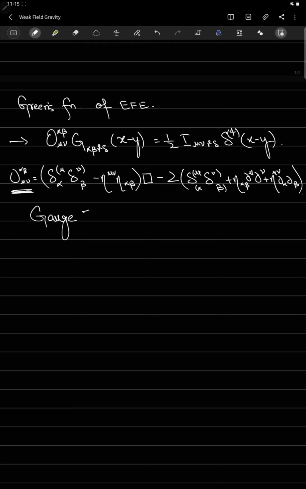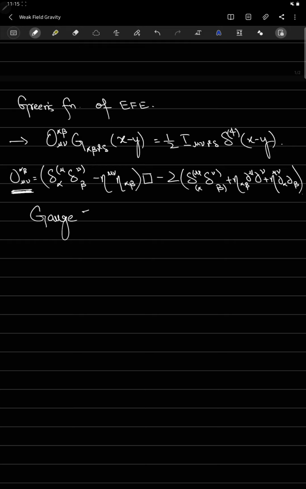You'll have to add a gauge fixing term to your equation, right? And only then can you invert this operator O alpha beta mu nu. And we have to find this inversion of this operator, because at one point we'll want to derive the Feynman rules for gravity, right? And we'll do that hopefully in the next lecture. We'll be deriving Feynman rules for gravity.